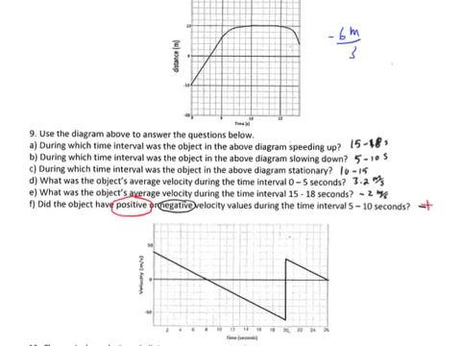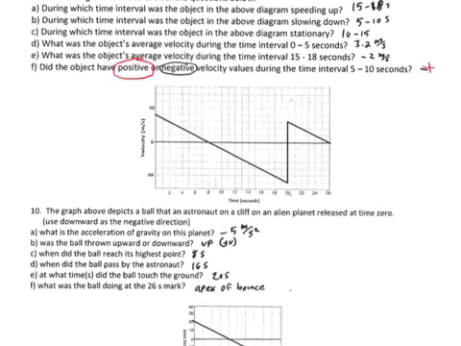All right, let's keep going. The graph above depicts a ball that an astronaut on a cliff on an alien planet throws at time 0. What is the acceleration of gravity on this planet? Well, to find the acceleration of gravity, you simply find the slope of the line. The easiest way, I think, would be to say we started off at 40, and we reached a velocity of 0 after 8 seconds. So I have a change of -40, and it took 8 seconds. That gives me -5 meters per second squared.